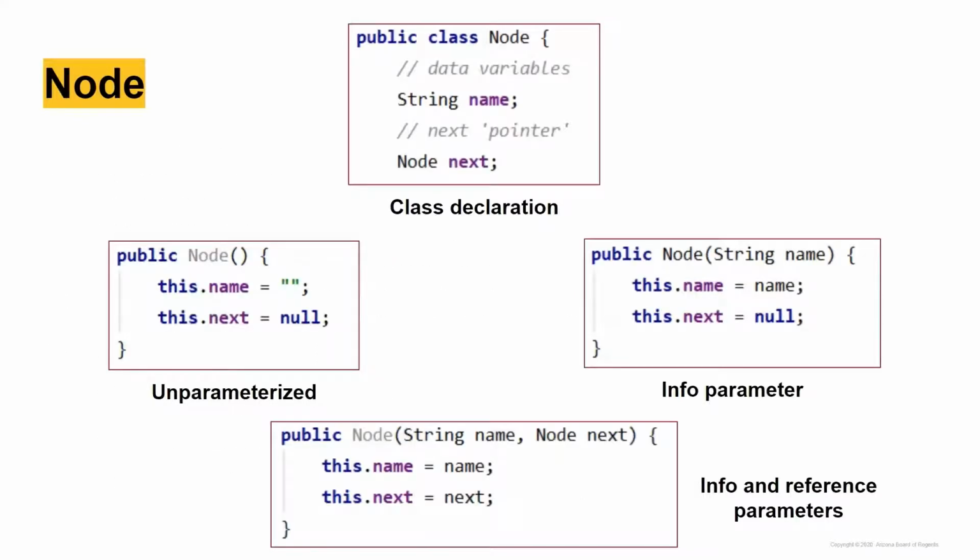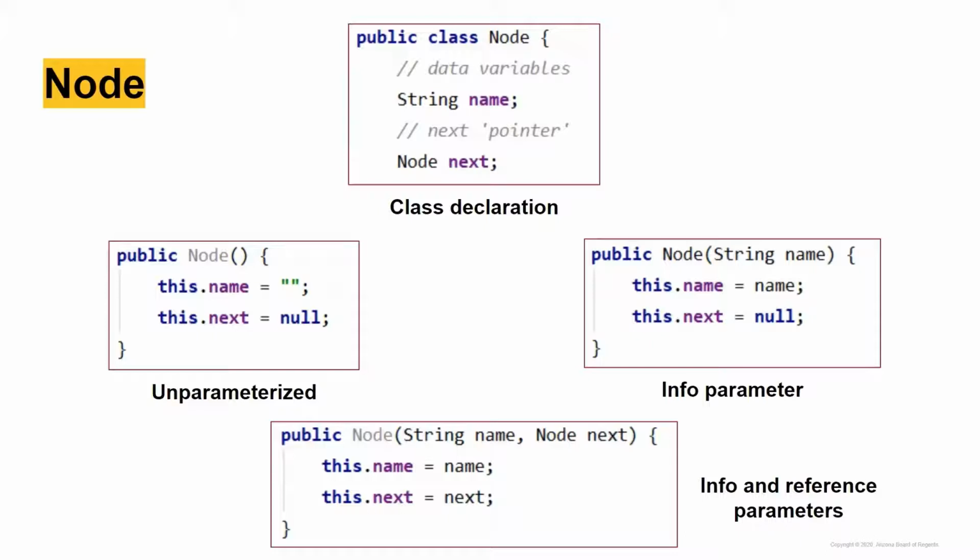Up here on the top, we have the class declaration. We just say public class node, or element, or whatever you want to call one section of your linked list. Then we have our data variables. In this example, I've just kept it really simple. We just have a string called name. Again, you could have any number of different strings, integers, booleans, different data types, but we don't need to worry about that right now. Then we also have the next pointer.